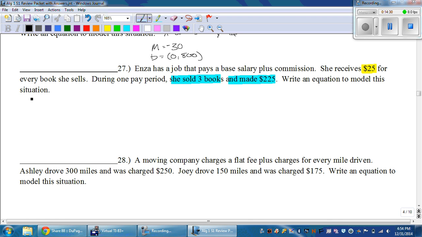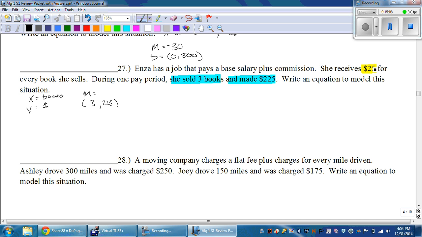So right away, I want to know what is X and what is Y. What do you think? They're talking about books and money. And in this one, X is going to be our books and Y is going to be our money. Now, the two things they told us are the slope and then they gave us a point. So the point is books is 3 and 225 is our y.